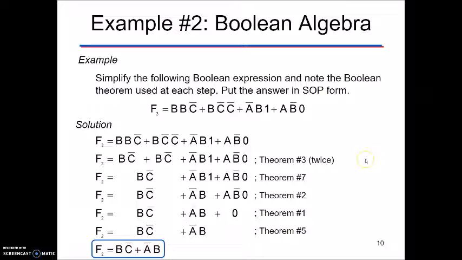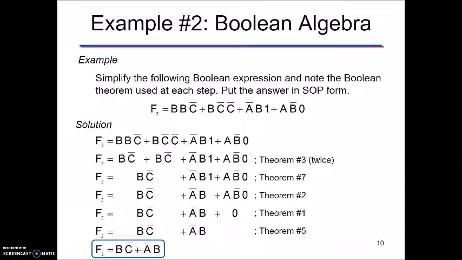So this one we actually apply theorem 3 twice at the beginning. That gives us B, C not, or B, C not, or A not, B 1, or A, B not 0. After we simplified to that point, we can then apply theorem 7, which is going to give us B not C, or A not B1, or A B not 0. After we have gone through there, we can then apply theorem number 2, which gives us B C not, or A not B, or A B not 0.